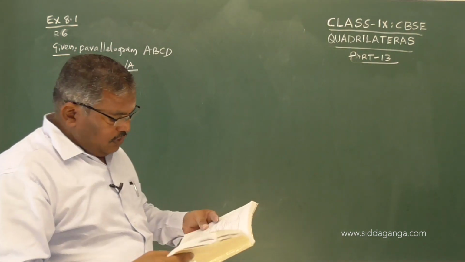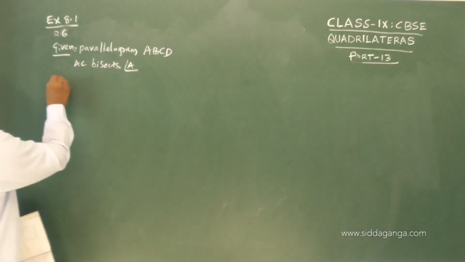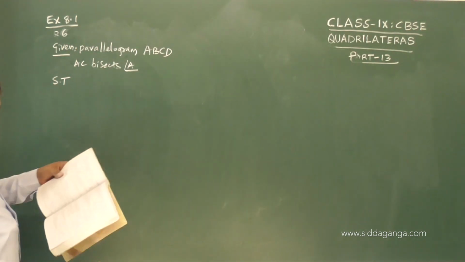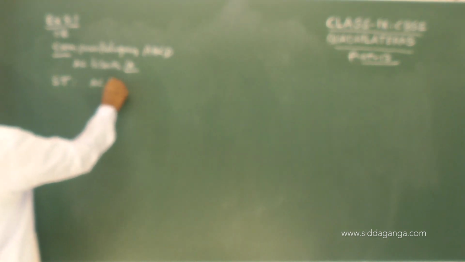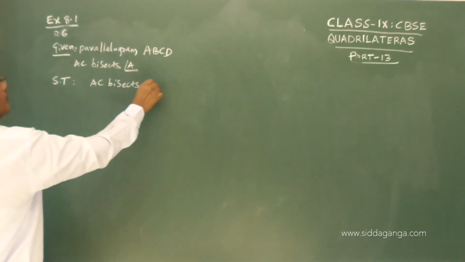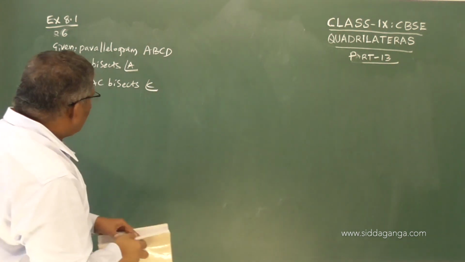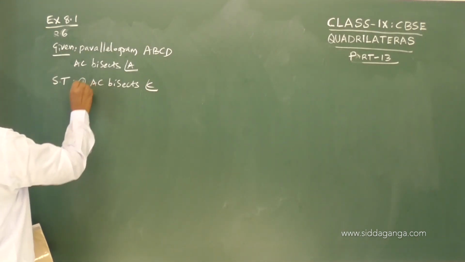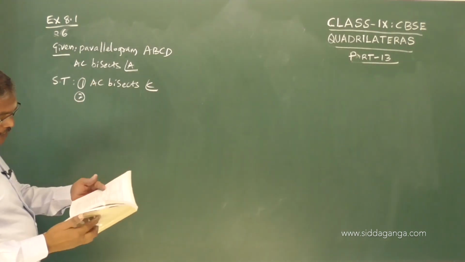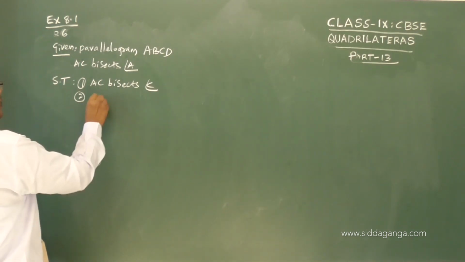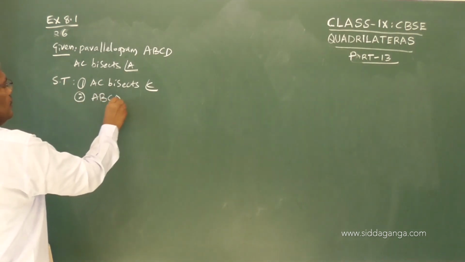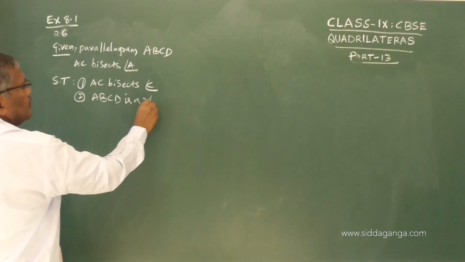That is the data given. To show that it bisects C also, AC bisects C. This we have to prove. And also, this is the first one. Second requirement: ABCD is a rhombus.